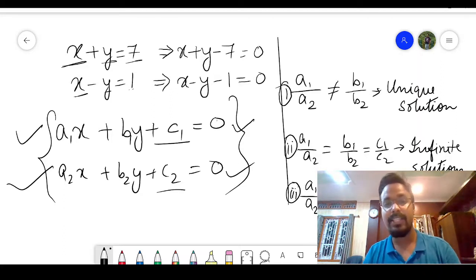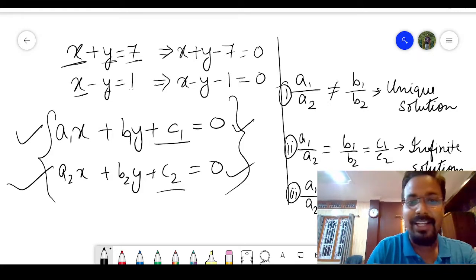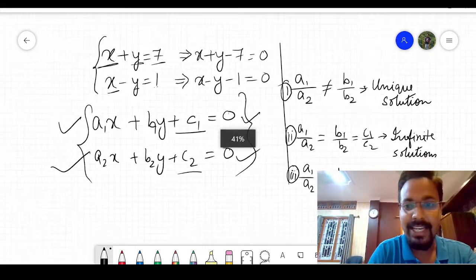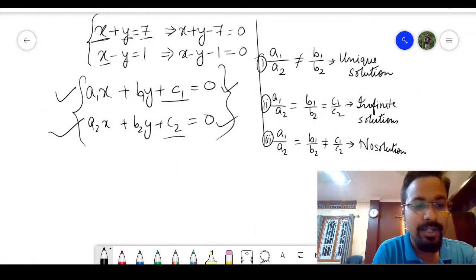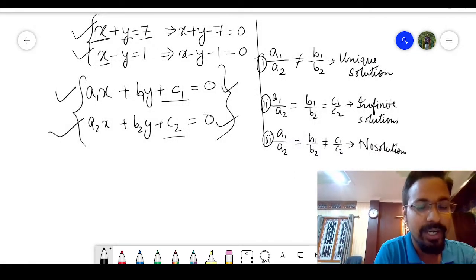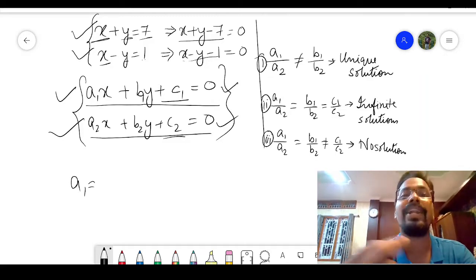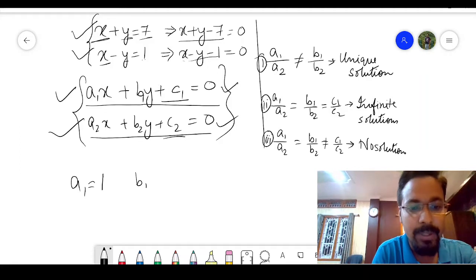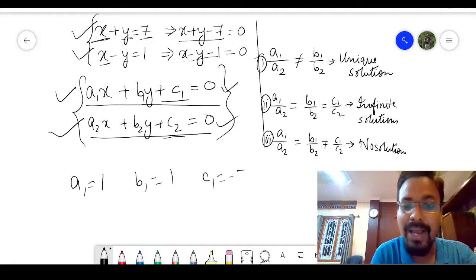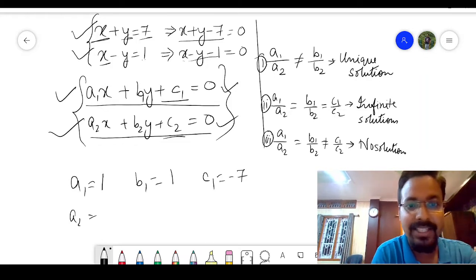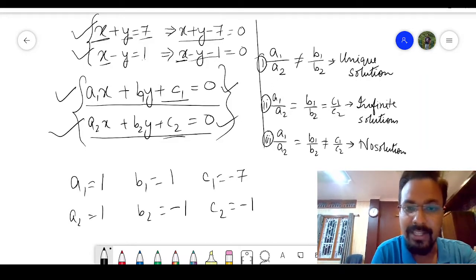Okay, now let us see what will happen if we draw them in graphs. Let us take this pair of equations as we have said and check what happens. If we look into equation 1 and equation 2 and compare it with our standard forms, what will be the value of a1? See, these are our pair of equations. There is no constant present in front of x. That means obviously it is 1. 1x plus 1y minus 7. So a1 is 1. What is b1? b1 is also 1. What is c1? c1 is minus 7. Similarly, a2 means this value, here it is 1. b2 is minus 1 and c2 is minus 1.